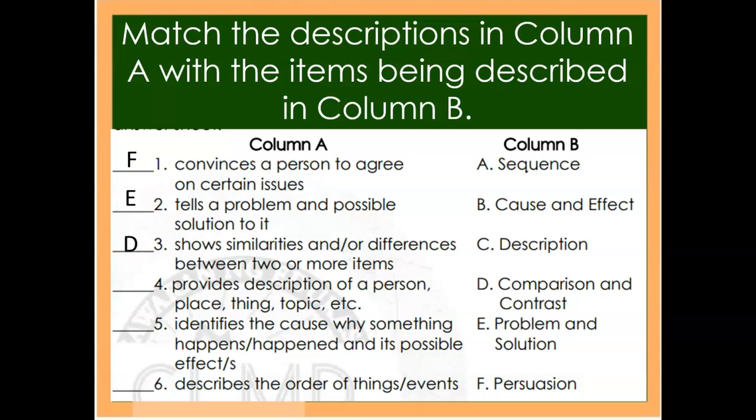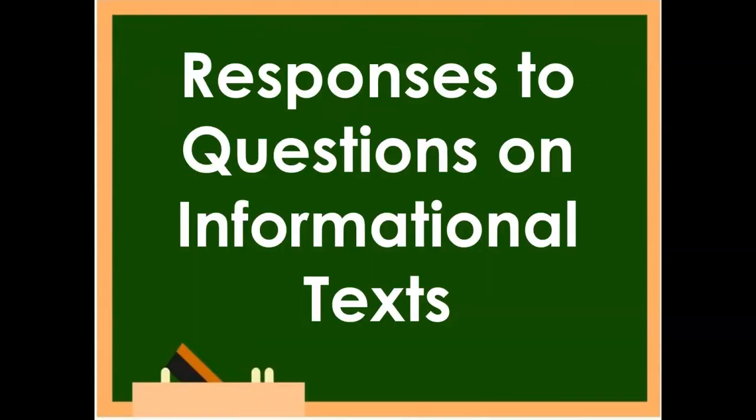Next, provides description of a person, place, thing, topic, etc. That is description. And number 5, identifies the cause why something happened and its possible effect. So that is cause and effect. And number 6 describes the order of things or events. When we say order of things, that is sequence, letter A. Next topic is responses to questions on informational text.